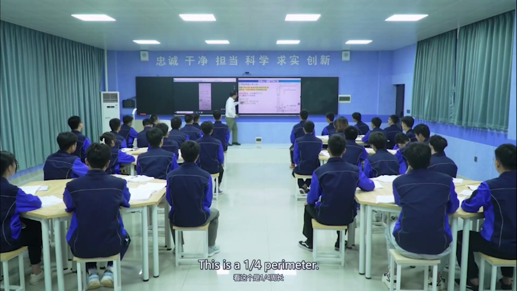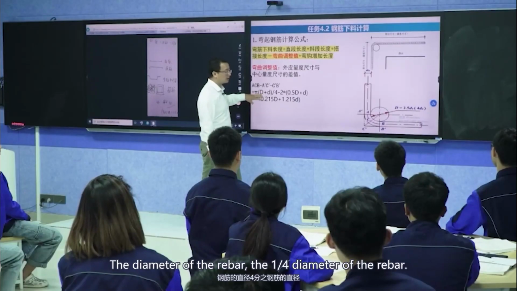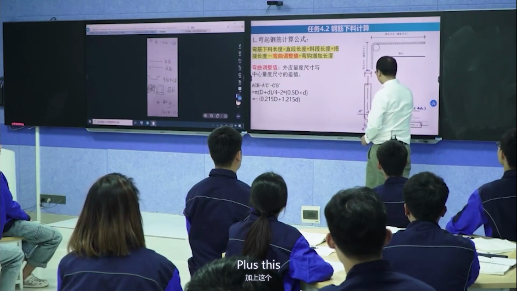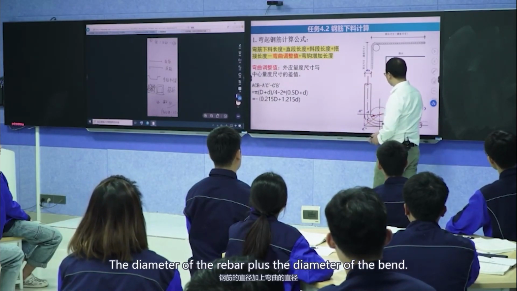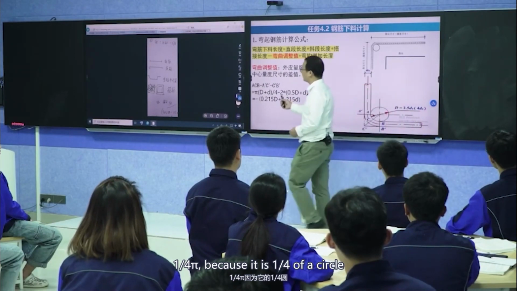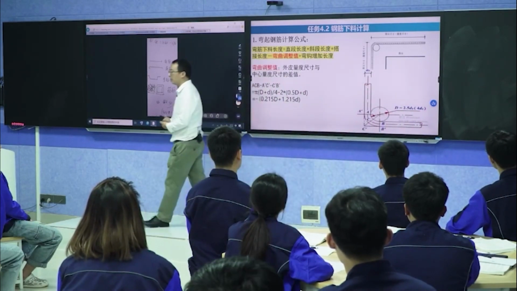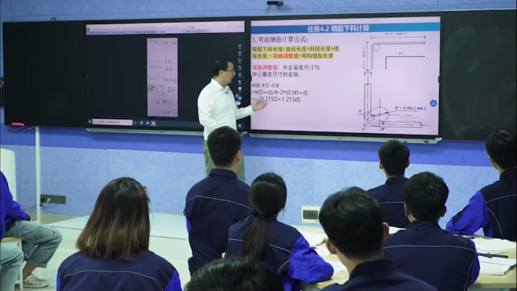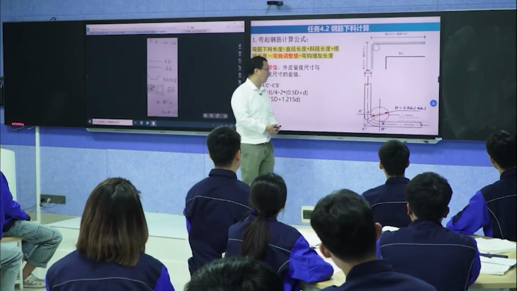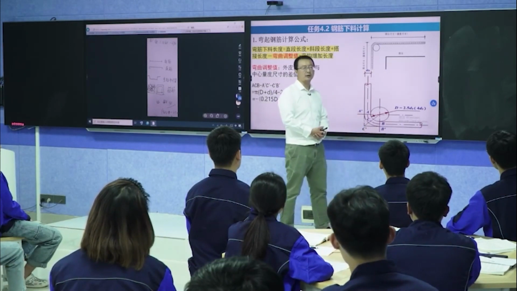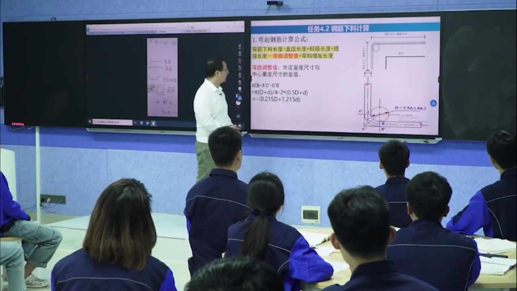This is a 1/4 perimeter. The diameter of the rebar plus the diameter of the bend, times 1/4 pi, because it is 1/4 of a circle. The perimeter of the circle is 2 pi r. And then subtract. We should calculate in this way.